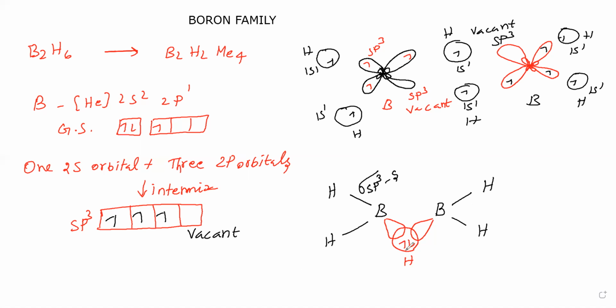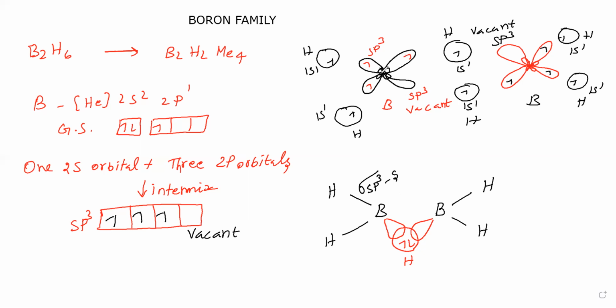Here in this overlap, 3 orbitals are involved. What are those 3? The vacant sp3 orbital of this boron, the half-filled 1s orbital of this hydrogen, and the half-filled sp3 orbital of this boron. So 3 orbitals are involved in bonding, but the number of electrons involved in this bond is 2. Okay, in the same way, this side also.